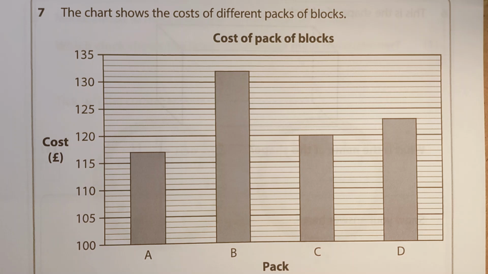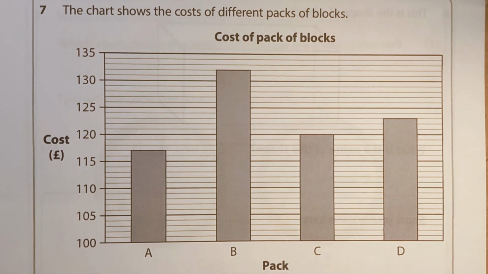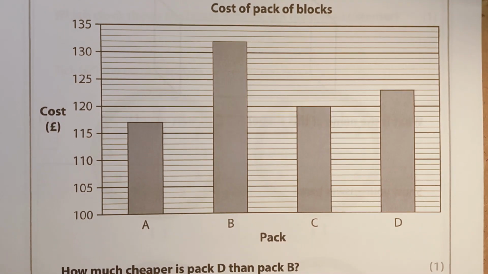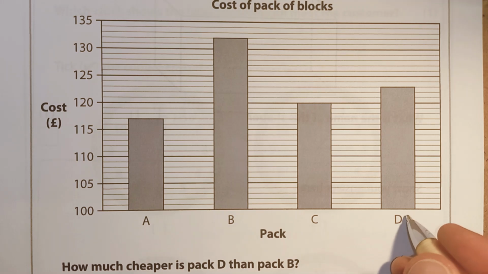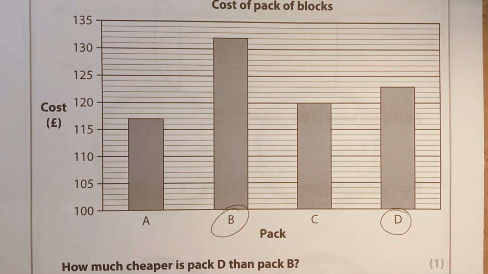Question 7. The chart shows the costs of different packs of blocks. And we've got pack A, B, C and D, and we've got the costs here and the bars to show us what these costs are. And the question is, how much cheaper is pack D than pack B? So we're only interested in D and B.